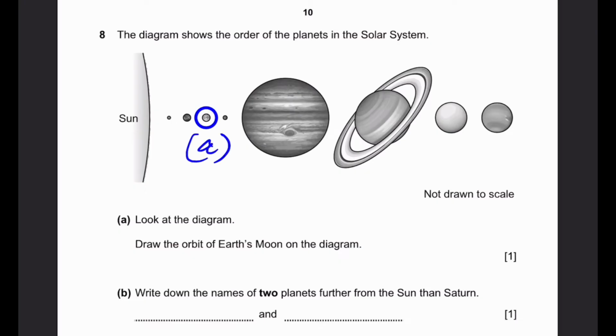Now for part B, the names of 2 planets further from the Sun than Saturn. We can see that Saturn is a planet which has a lot of rings, 6th planet from the Sun. The 2 planets which are further are Uranus and Neptune. And we can write their names, Uranus and Neptune. That's the answer.